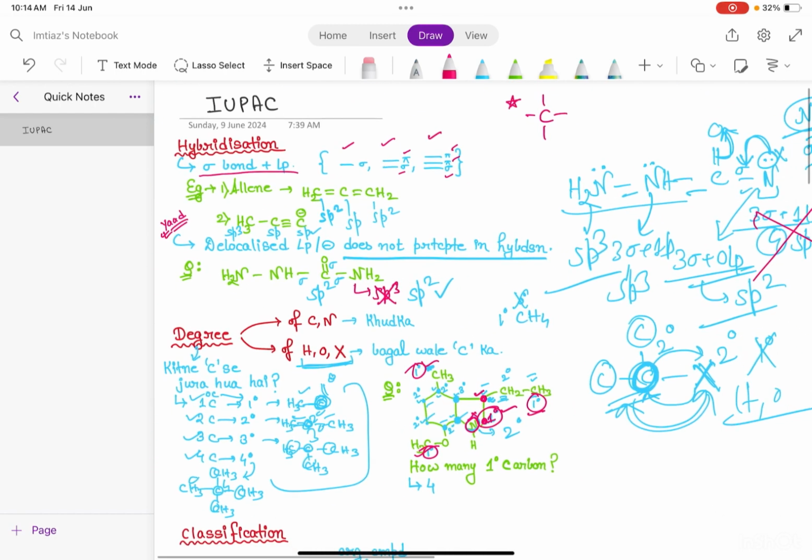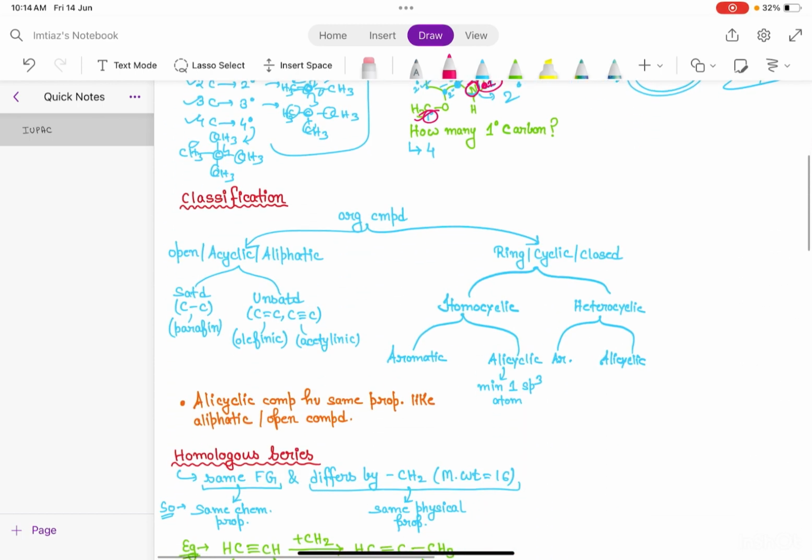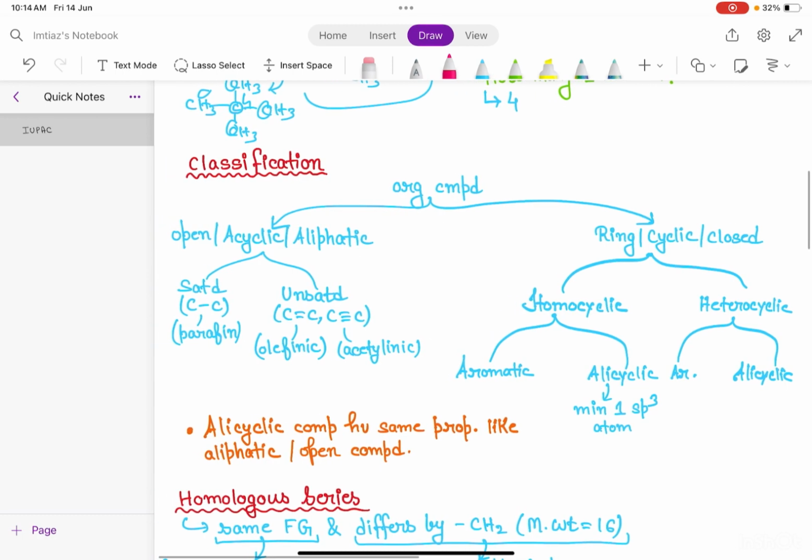I hope that's clear. Moving forward in the classification, now let us classify organic compounds. If we classify organic compounds, we have 2 parts. One is simple chain and another one is ring. So one is open chain, acyclic, remember this is acyclic, and here you have the alicyclic.